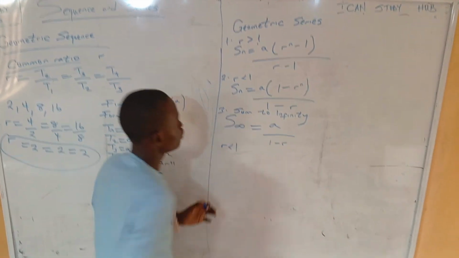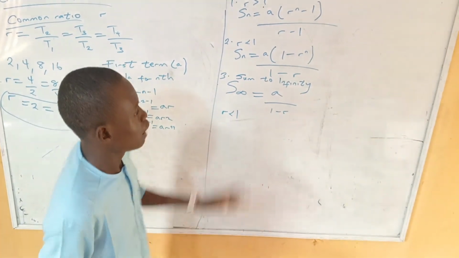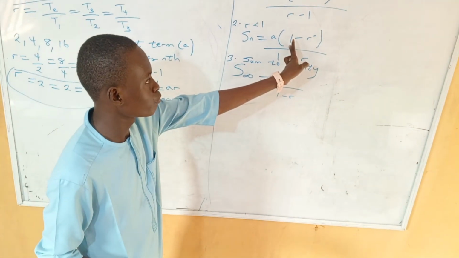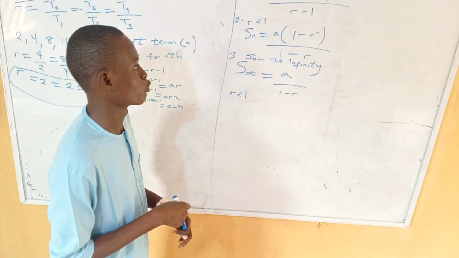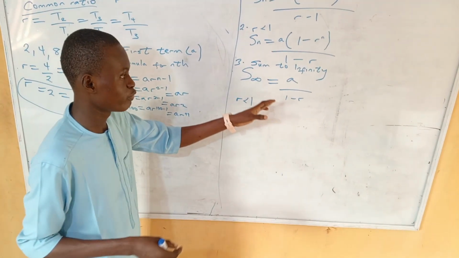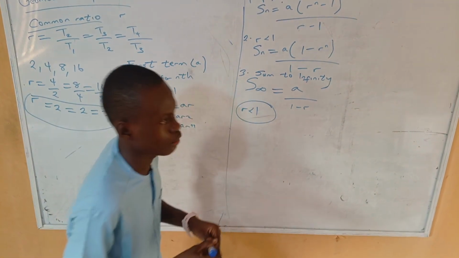For the second formula, we said R is less than 1. As you can see now, your 1 is coming before R to show you that R is less than 1. And then for the sum to infinity, your R must be less than 1. It must be less than 1.